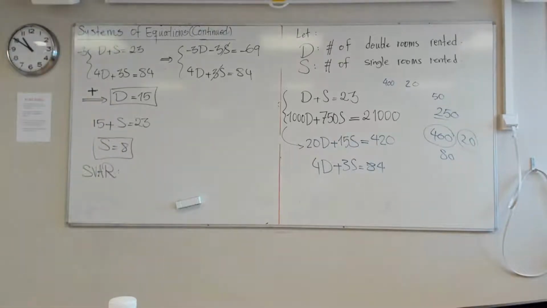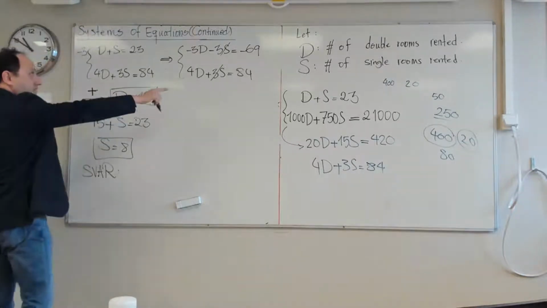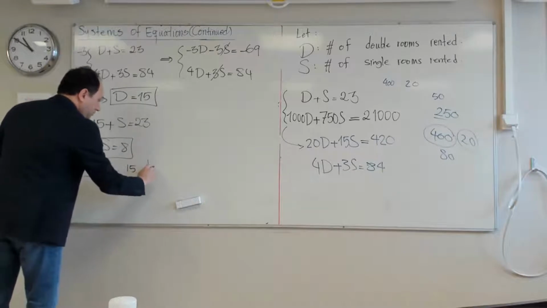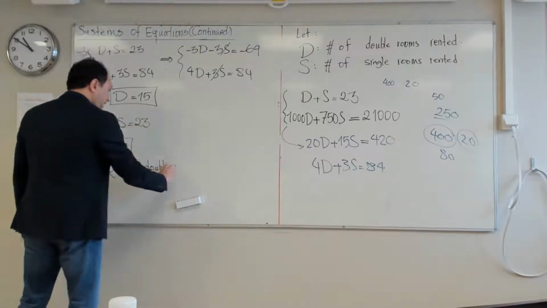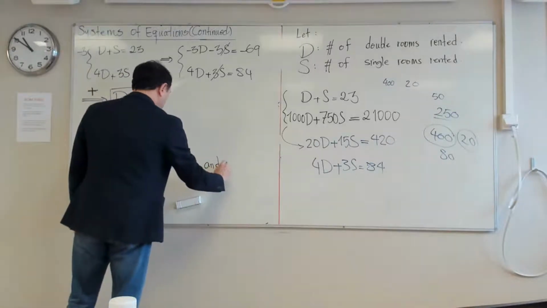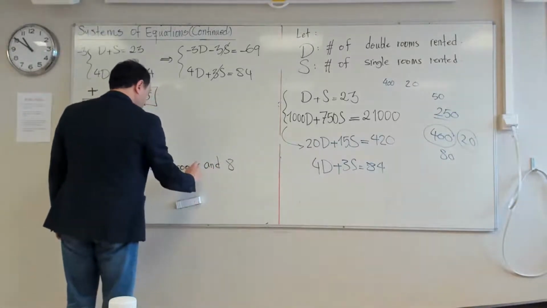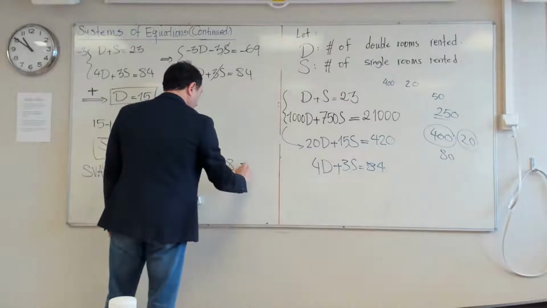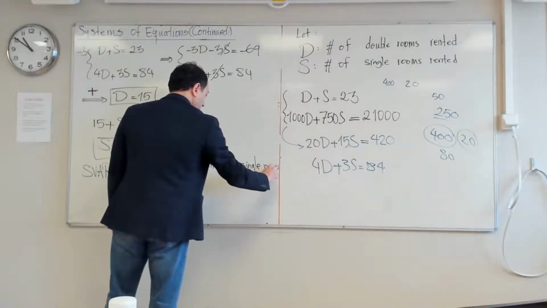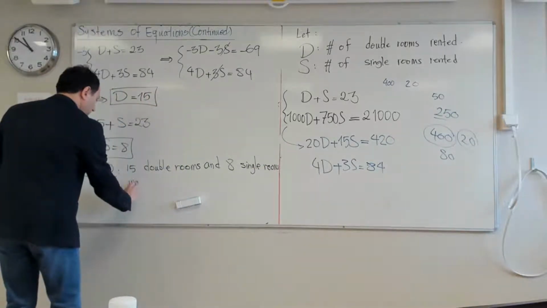But this is not the answer. What was the sentence? How many rooms of each kind were rented? So you should write this in words. You should write 15 double rooms and 8 single rooms were rented that day.